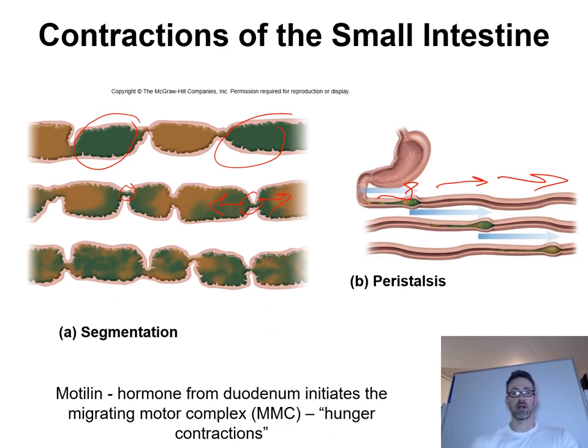A couple of things I want to point out is we have something called motilin, which is a hormone from the duodenum, and this is actually between meals. So if we haven't had a meal in a while, motilin levels can initiate something called a migrating motor complex. And these are otherwise known as those hunger contractions. Sometimes people can feel hunger pangs. And what happens is these occur about every 90 minutes.